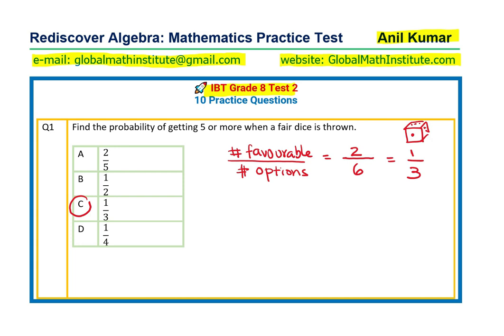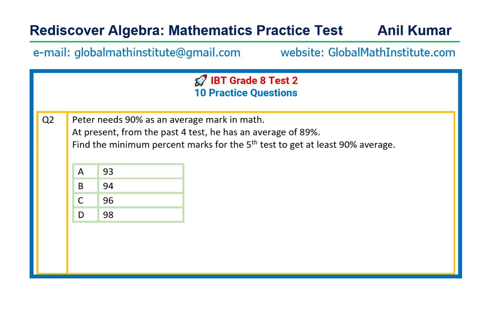Simple, straightforward question. Question number 2 here is Peter needs 90% as an average mark in math. At present, from the past 4 test papers, he has an average of 89%. Find the minimum percent mark for the fifth test to get at least 90%. That's your problem. So if you want 90% in 5, then multiply by 5, you get a total, right, which is 450.